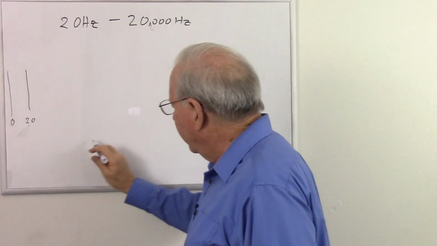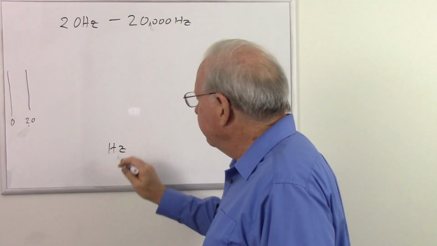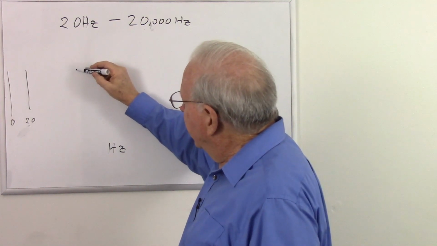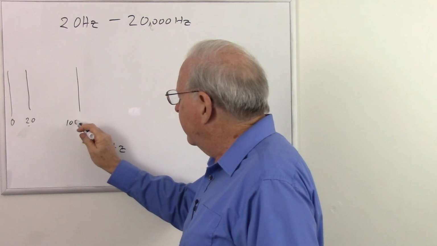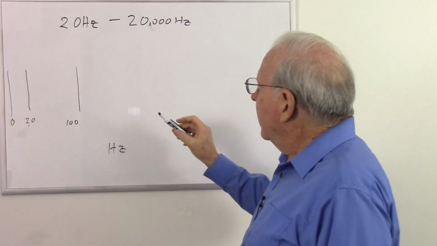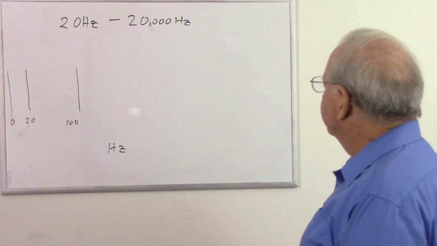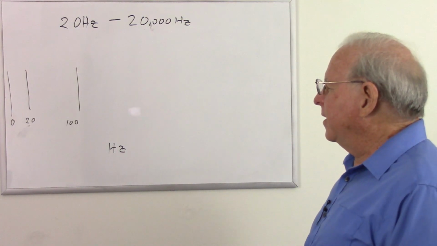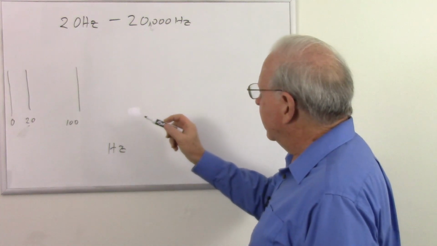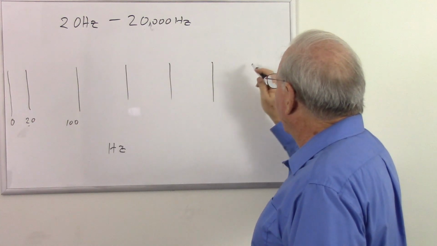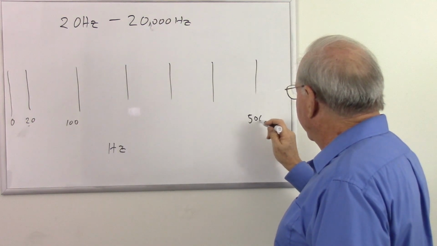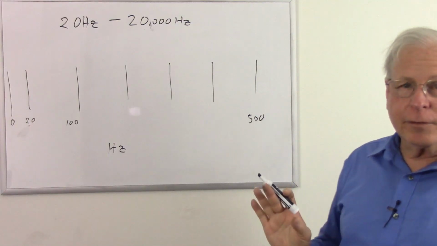And I'll just say this is hertz along here. Now let's put 100 hertz about here. Does that look about right? Yeah, 100 hertz. Now, where are we going to put 1,000 hertz? We can put 100 hertz, 2, 3, 4, 500 hertz about there, and we've run out of room.